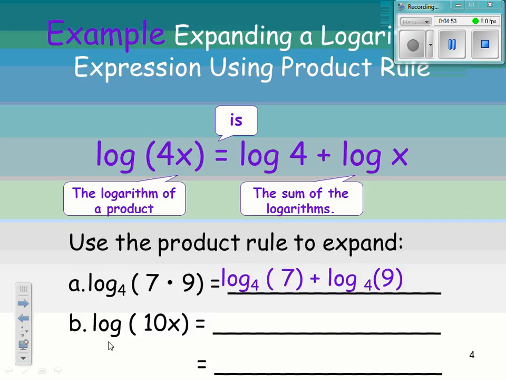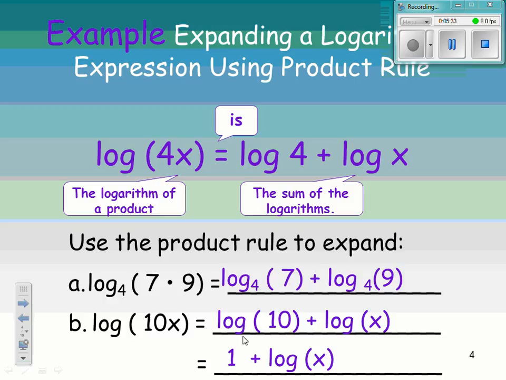Okay, let's look at B. Now, I have a product, even though there's not a multiplication sign in there like there was in example A. This is still 10 times x. So I can split that up into log of 10 plus log of x. Well, now, once I do that, I actually have something that I can solve. If you type log of 10 into your calculator, it is equal to 1. So that would end up being 1 plus log of x.